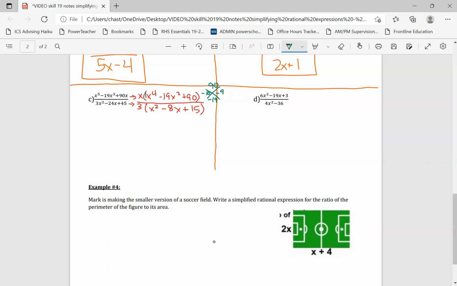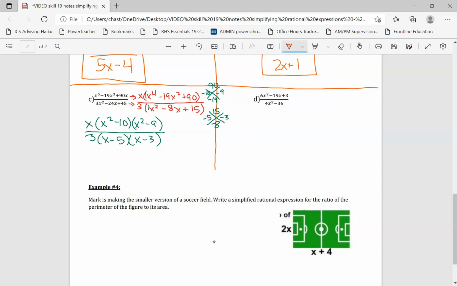My a value, which is in front of the x to the fourth, is just 1, so I don't need to do anything special. So I'm going to write that as x squared minus 10 and x squared minus 9. In the denominator, I'm looking for two numbers that multiply to 1 times 15 and add to negative 8. So it'll be negative 5 and negative 3. Okay, so we're getting closer.